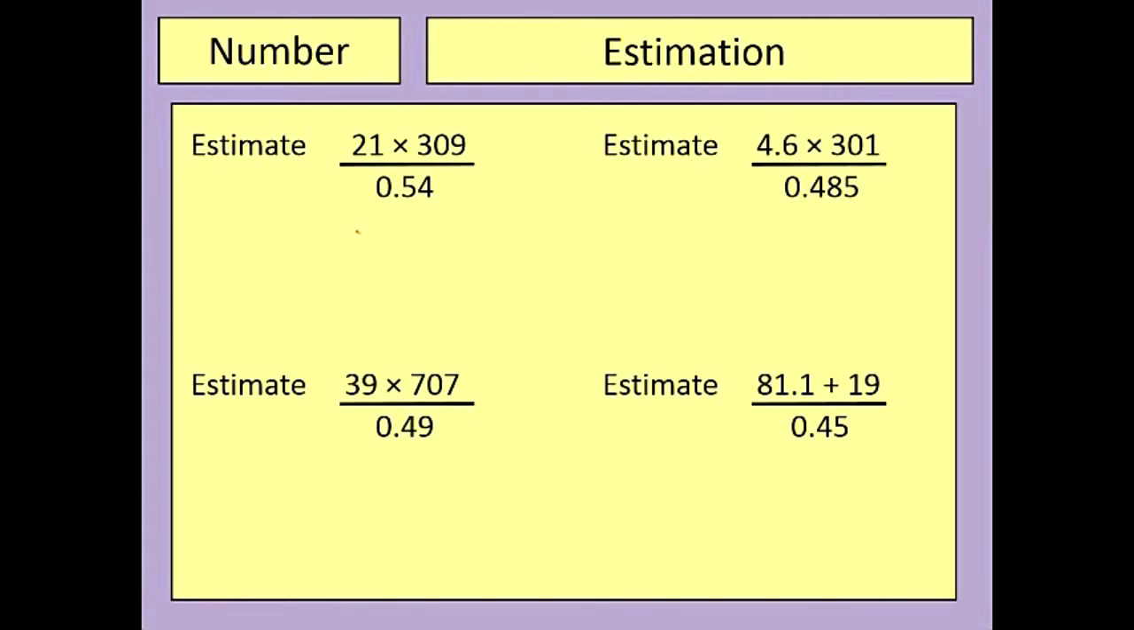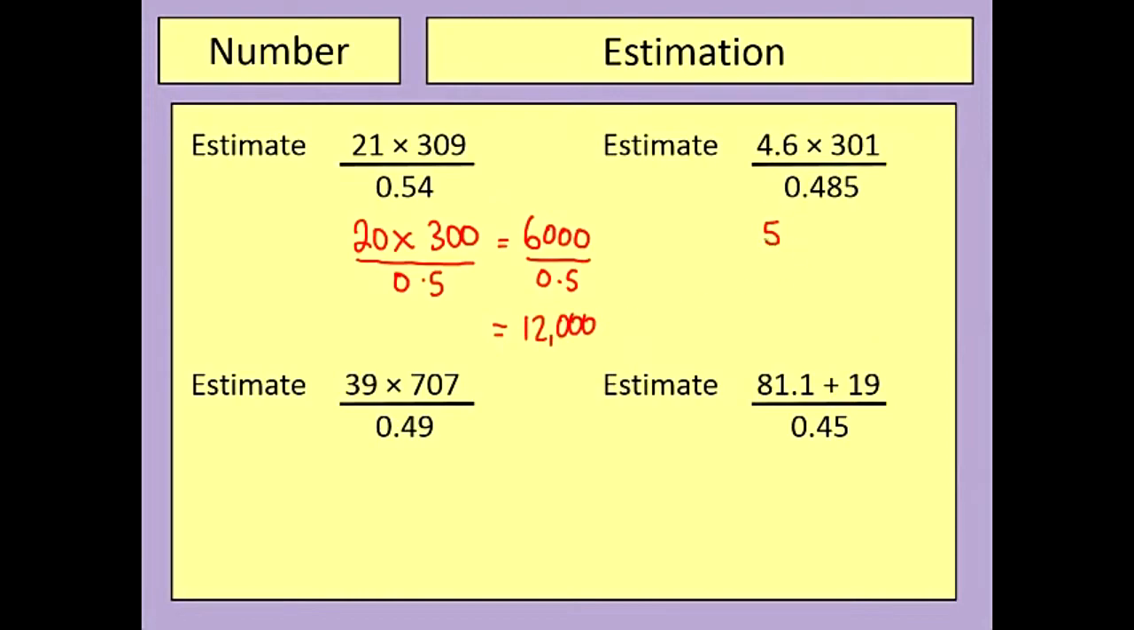Okay, here are the answers then. So for this first one we would do 20, we times that by 300, and then we're going to divide that by 0.5. 20 times 300 gives us 6, and then 3 zeros. And divide that by 0.5. Well, we learnt previously that dividing by 0.5 is like doubling, so double 6,000 is 12,000.